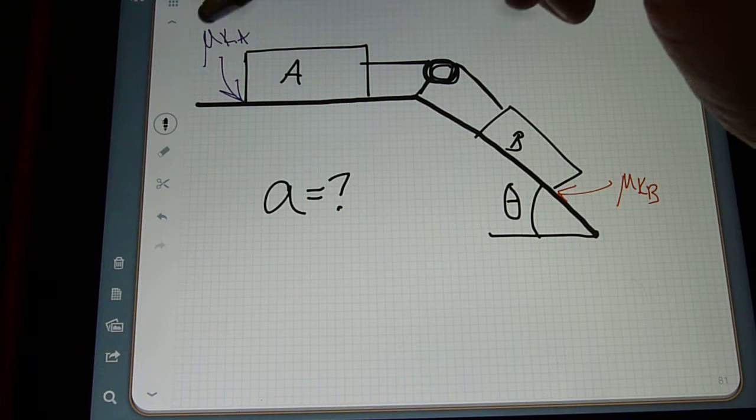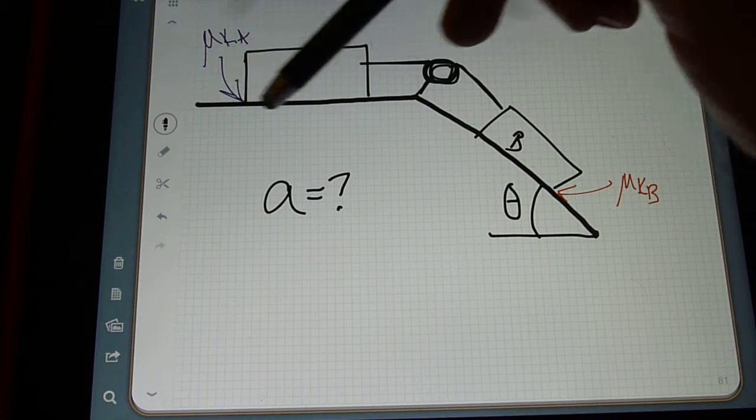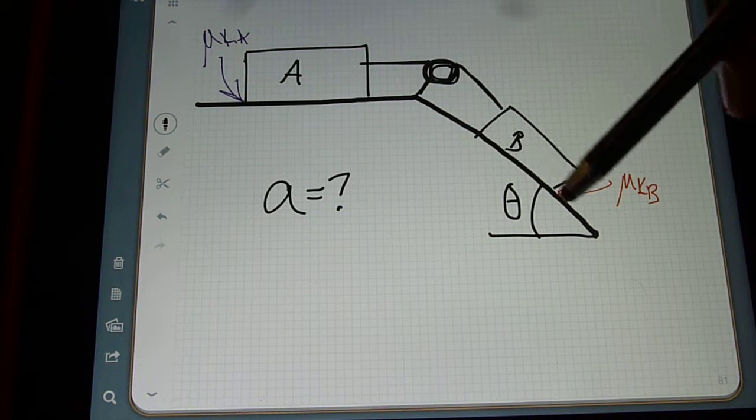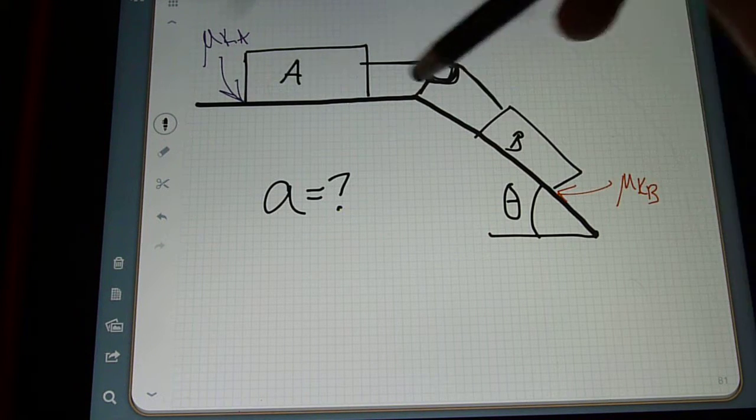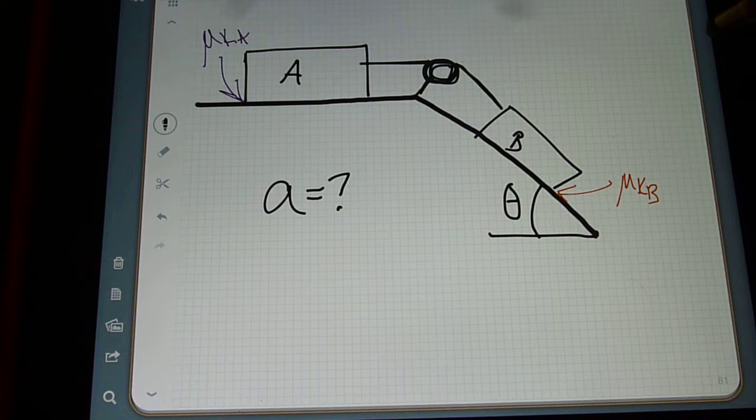And let's treat this problem as though the coefficient of kinetic friction for block A on the flat part and the coefficient of kinetic friction for block B on the slope are different. So maybe the floor and the slope are the same material, but the two blocks are different materials. That would cause different coefficients of kinetic friction, just to see what that looks like when we solve our problem.